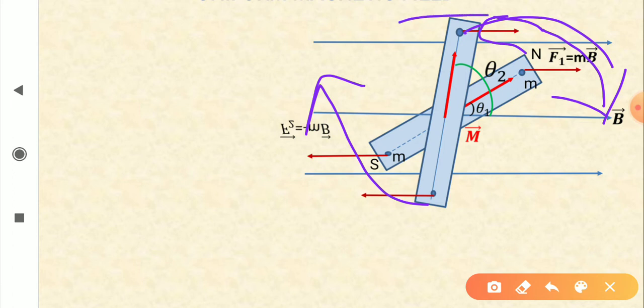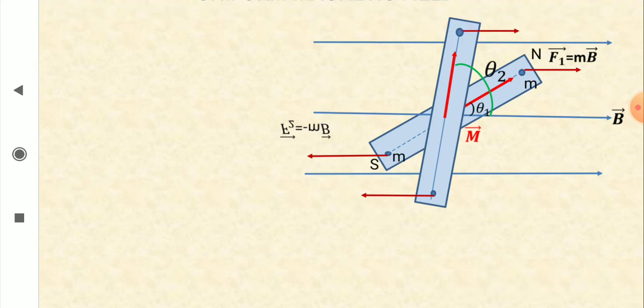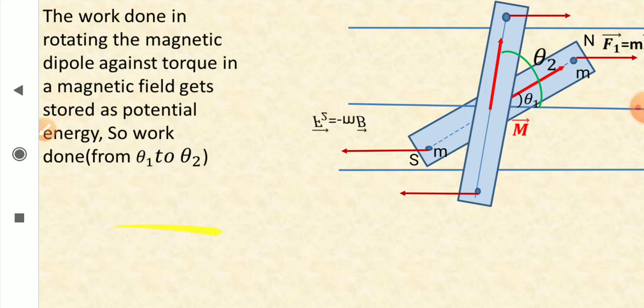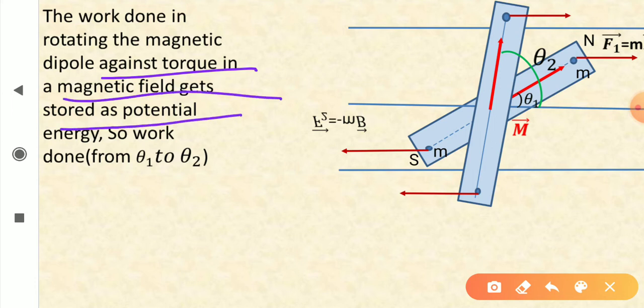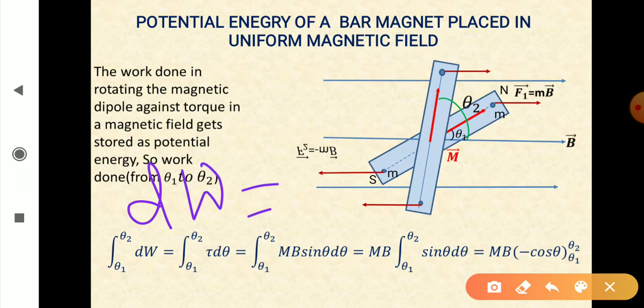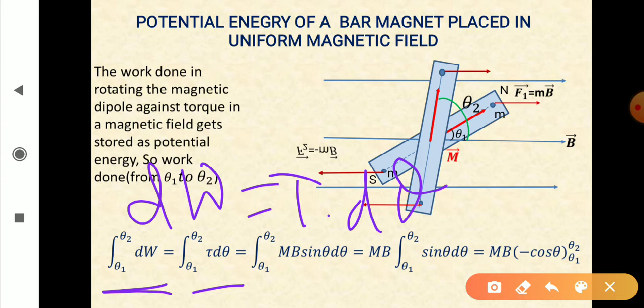Now, this work done gets stored in it as its potential energy, magnetic potential energy, and we are going to find that out. So, the work done in rotating the magnetic dipole against torque in a magnetic field gets stored as its potential energy, and we are going to find out this work done. So, here you know that the small work done dW is equal to tau d theta, and we are rotating it from theta 1 to theta 2. So, the total work done is integration of dW or integration of tau d theta from theta 1 to theta 2, and putting the value of torque, which is mb sin theta, from theta 1 to theta 2. mb is constant outside.